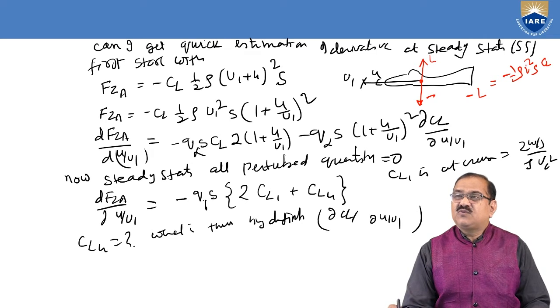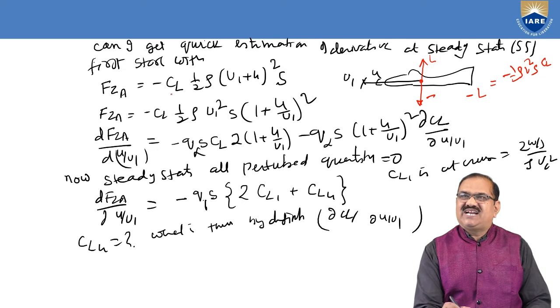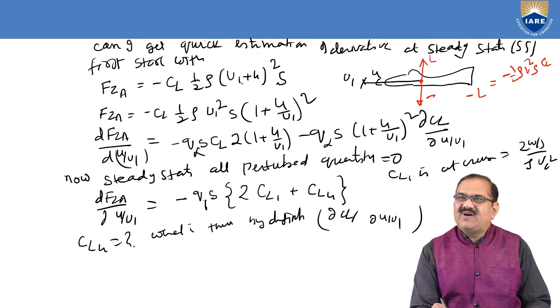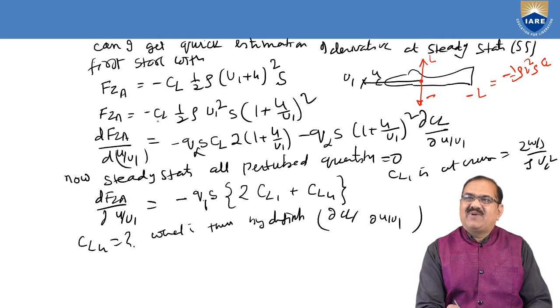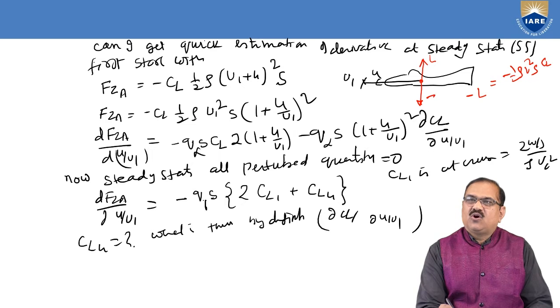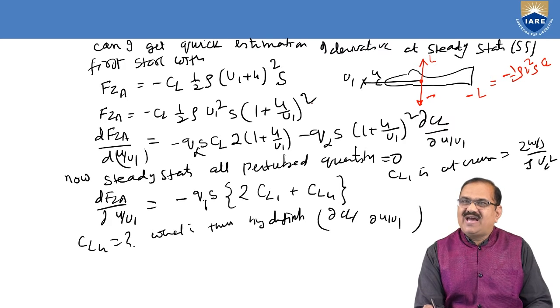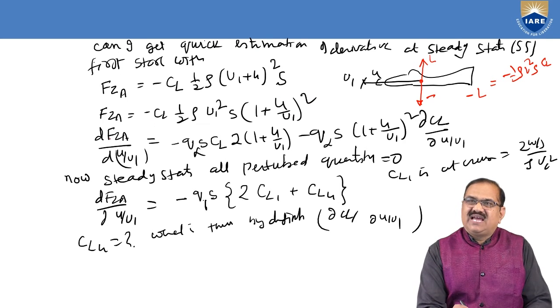Okay. Here this V is equal to U1 plus U. So here Fza is equal to minus CL half rho V square. This is the U1 plus U whole square into area S. So here we can write minus CL half rho. We have taken U1 square as common, S. So here 1 plus U by U1 whole square. So dFz by d(U by U1), we have to differentiate with U by U1.